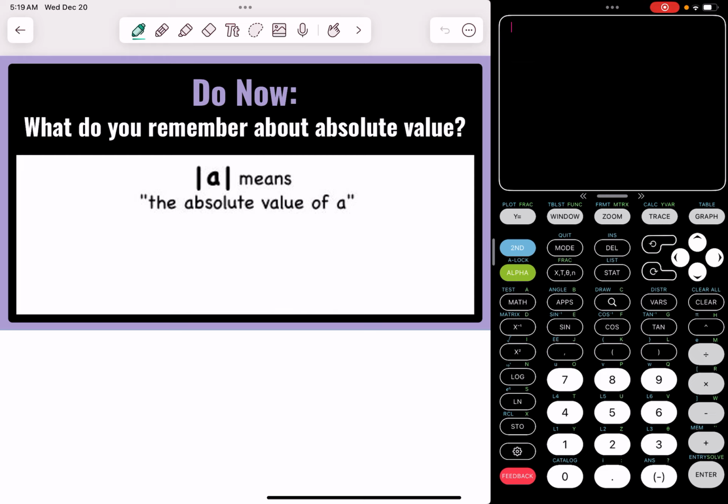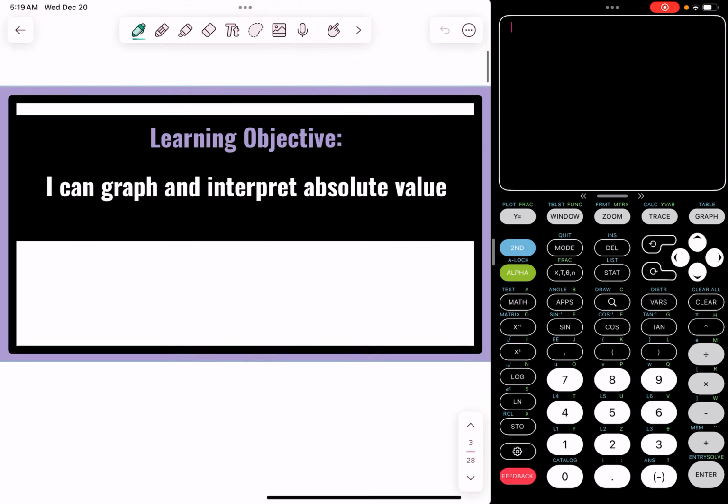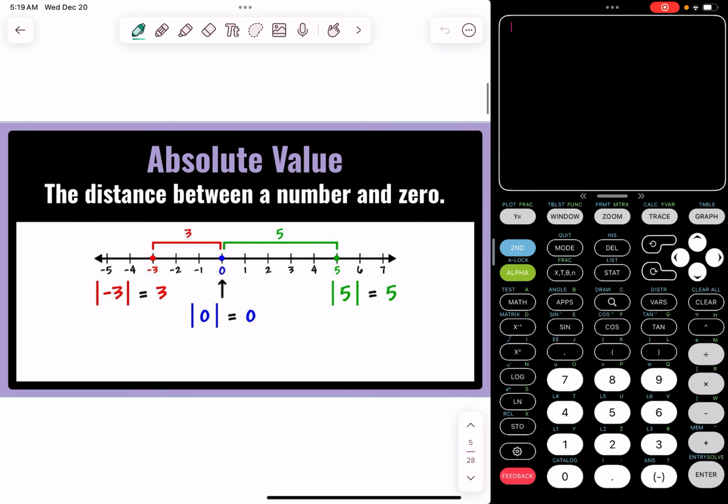Whenever you're being asked an absolute value question, most of the time they won't use the word absolute value. Instead, they will use the symbols. The symbol for absolute value is two lines with the value inside of it, and that means the absolute value of whatever's inside the symbols. So, what exactly is absolute value? Absolute value is a number's distance away from zero.